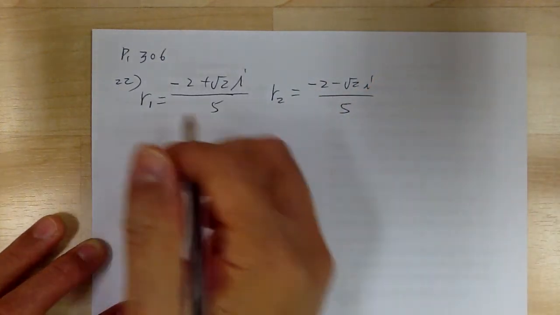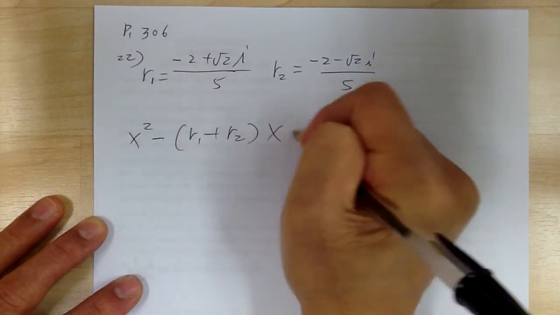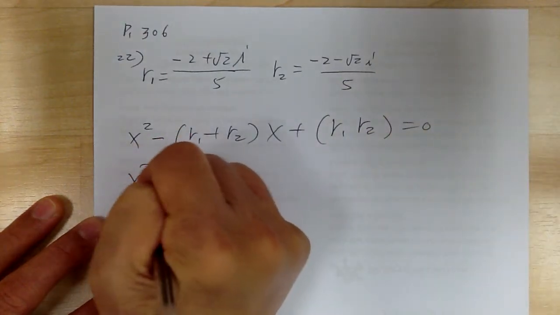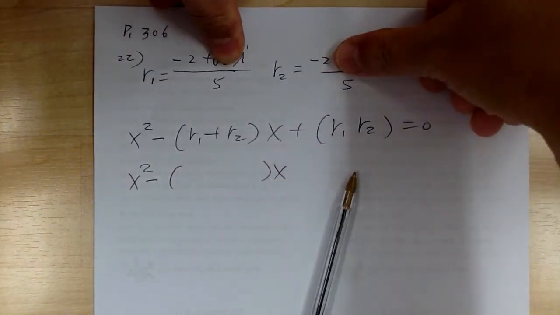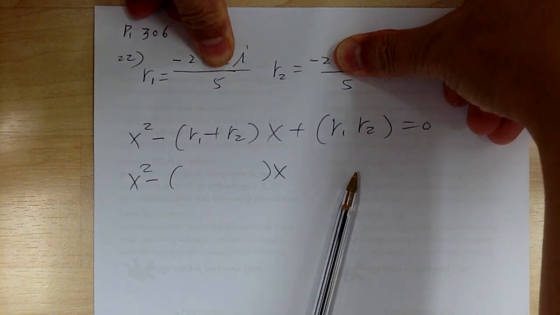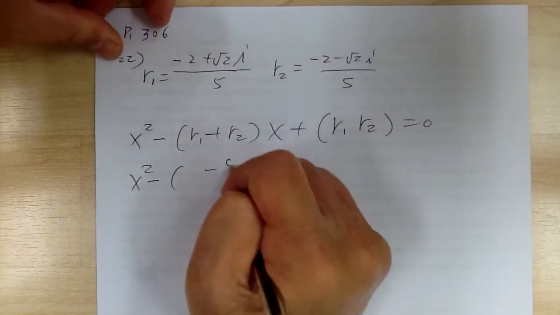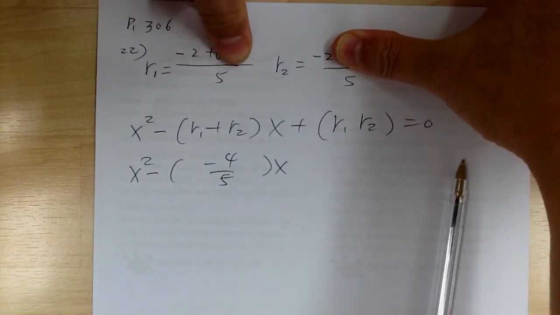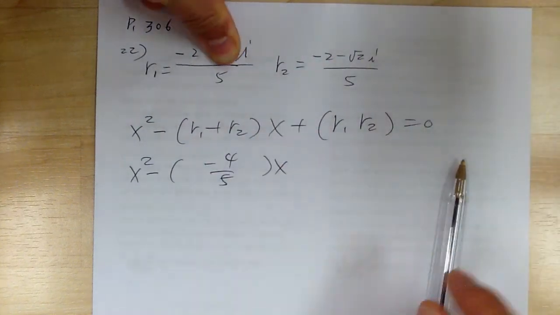So you can first, right away, write down your root equation. So x squared minus (R1 plus R2) x plus R1 R2 equal to 0, right? So to add these, you can notice these are conjugate, so the imaginary part will cancel out. So you got negative 2 over 5 plus negative 2 over 5, you're going to get negative 4 over 5, right? You just add a fraction. Again, the conjugate part is going to cancel out.